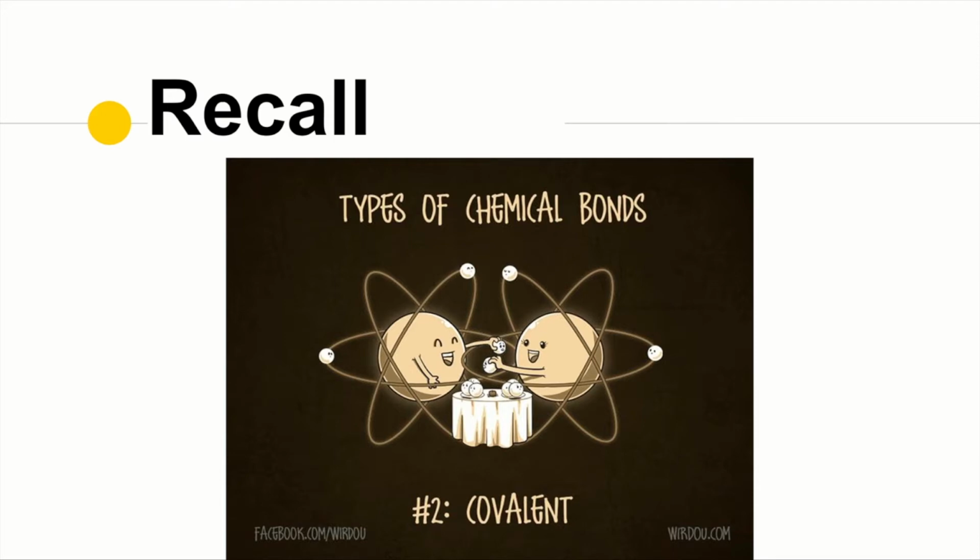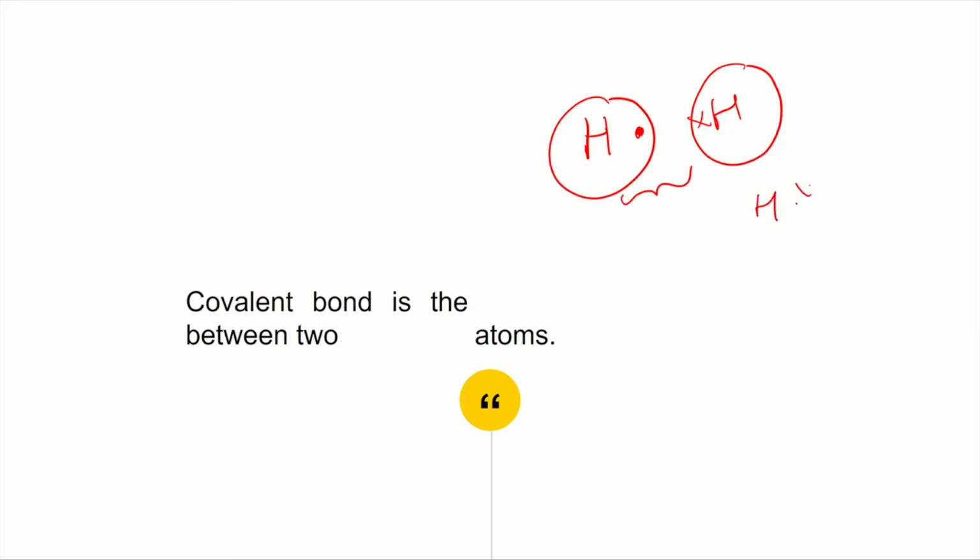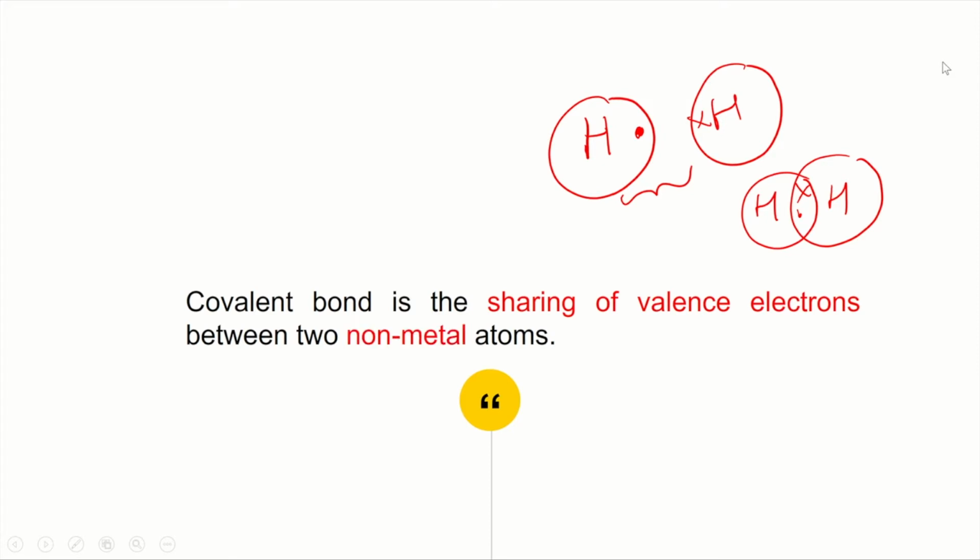Then the next type of bonding that we have learned is covalent, where we ask ourselves, what about elements such as oxygen, nitrogen, hydrogen? They definitely do not have any metallic elements. So the type of bonding that they have is covalent. For example, hydrogen has one valence electron, so it is not stable. So two hydrogen atoms come together to form a hydrogen molecule. To make each other stable, they share their valence electron. So covalent bond is the sharing of valence electrons between two non-metal atoms.